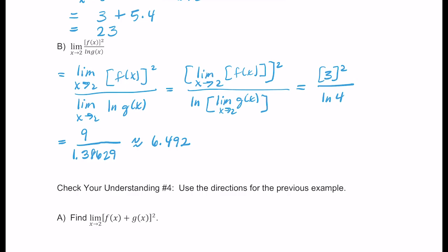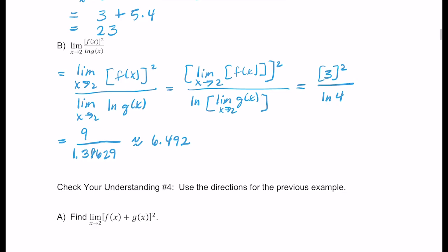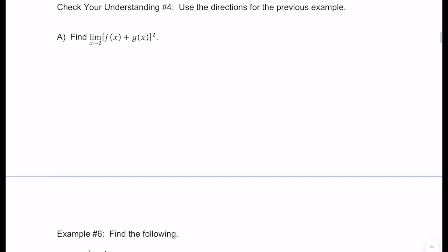Okay, so now you want to pause the video and try the next problem on your own, and then you can unpause it when you're ready to move on.